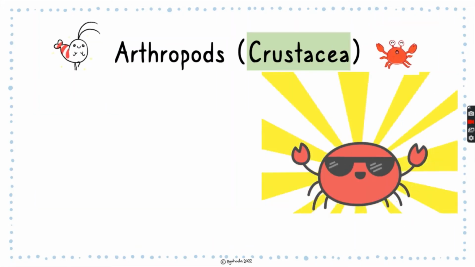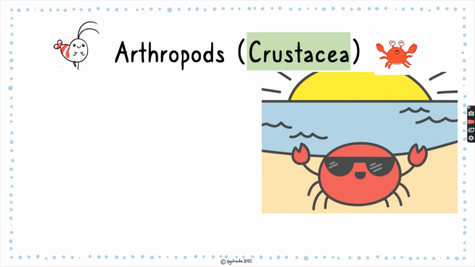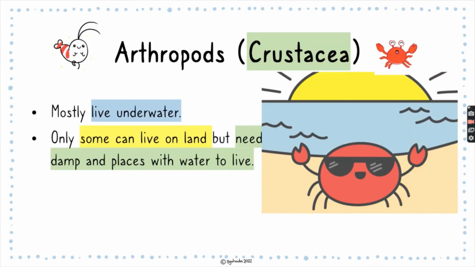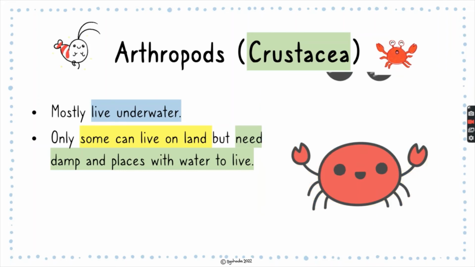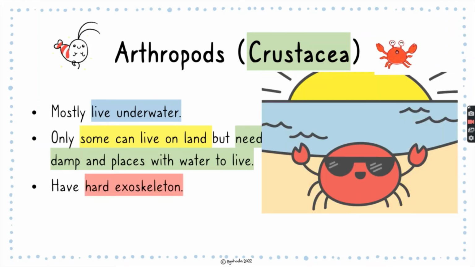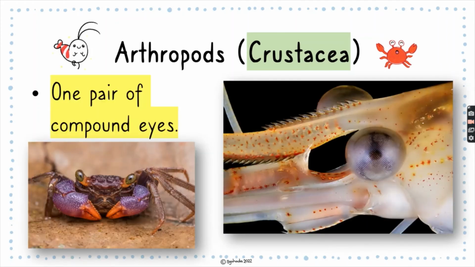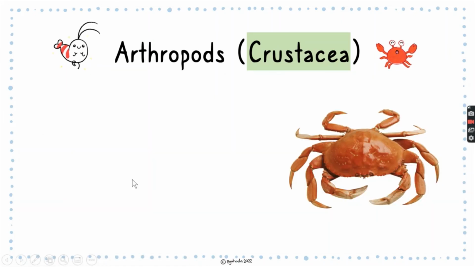Lastly, we have the group Crustacea of the arthropods. They mostly live underwater. Only some can live on land, but need damp places with water to live. They have a hard exoskeleton, and they also have jointed legs. They have 1 pair of compound eyes. So here you have the compound eyes.